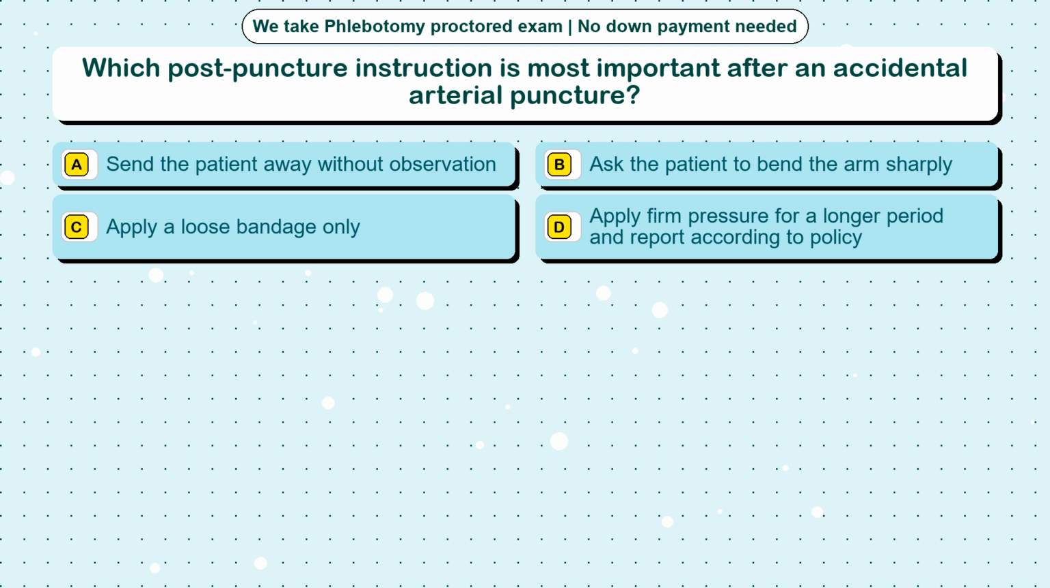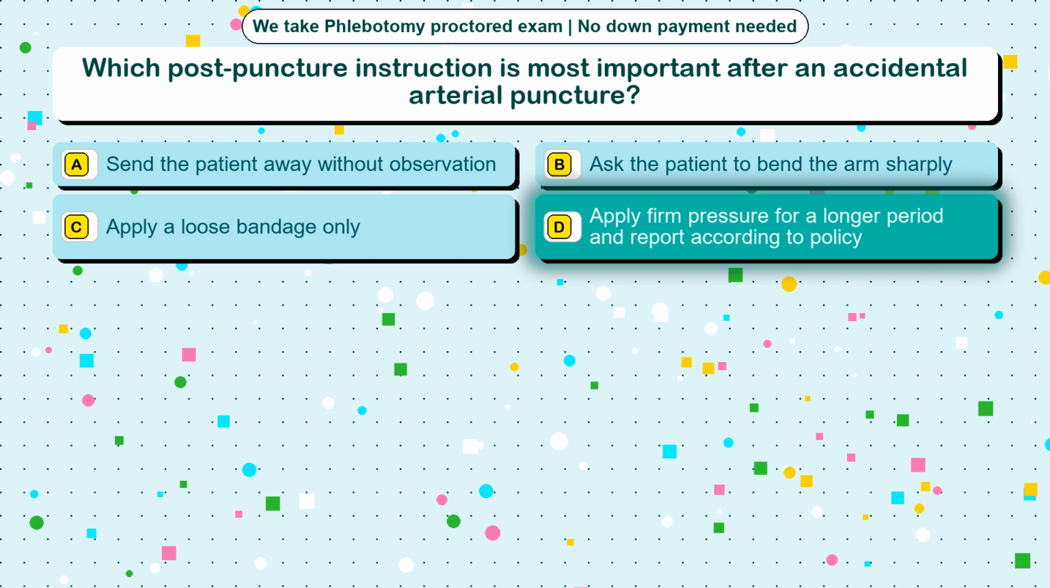Option B. Ask the patient to bend the arm sharply. Option C. Apply a loose bandage only. Option D. Apply firm pressure for a longer period and report according to policy. The correct answer is option D. Apply firm pressure for a longer period and report according to policy.